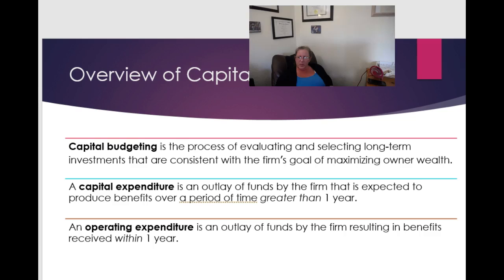Second, a capital expenditure is an outlay of funds by the firm that is expected to produce benefits over a period of time greater than 1 year. So a capital expenditure is longer term in nature. An operating expenditure is an outlay of funds by the firm resulting in benefits received within 1 year.